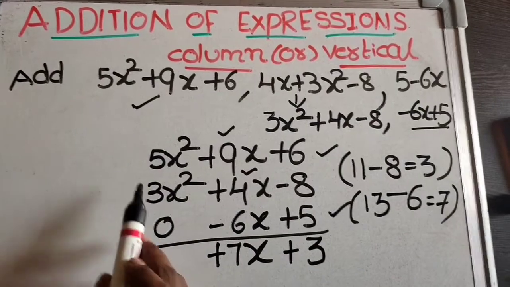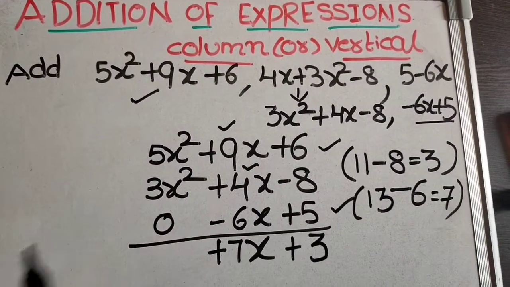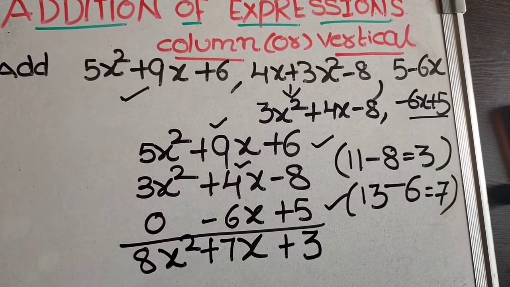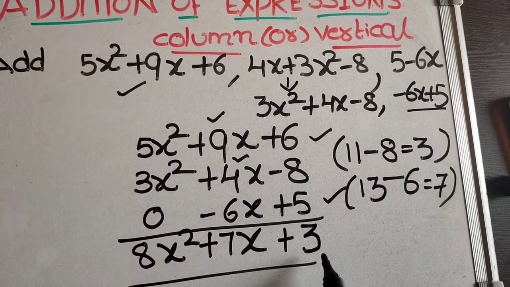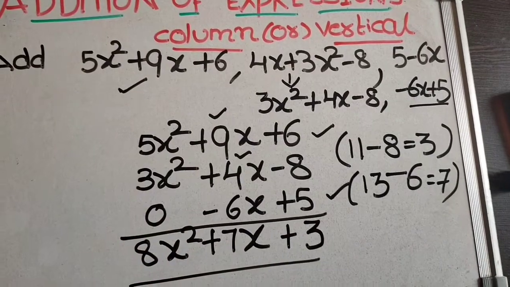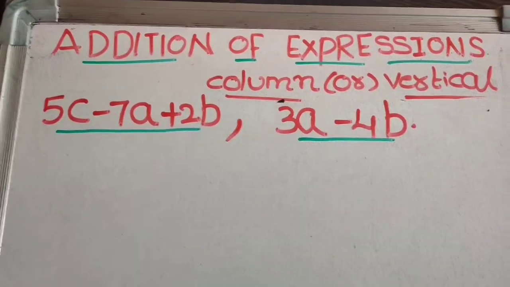Now let us move to the x square terms. 5 plus 3 gives 8, and get x squared down. So this is our answer, that is the standard form. Whenever you get the answer, you always have to make it into the standard form. That means 8x square plus 7x plus 3 is the standard form of the expression.